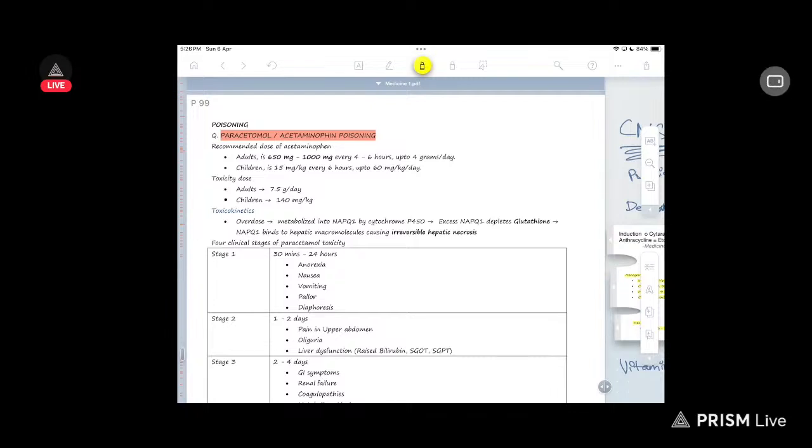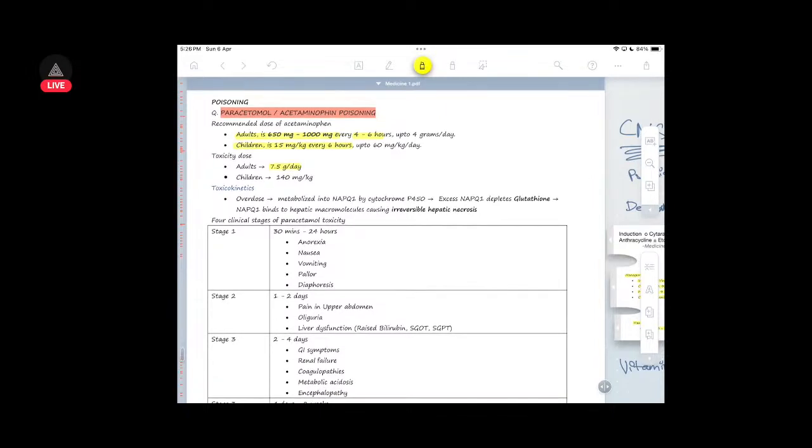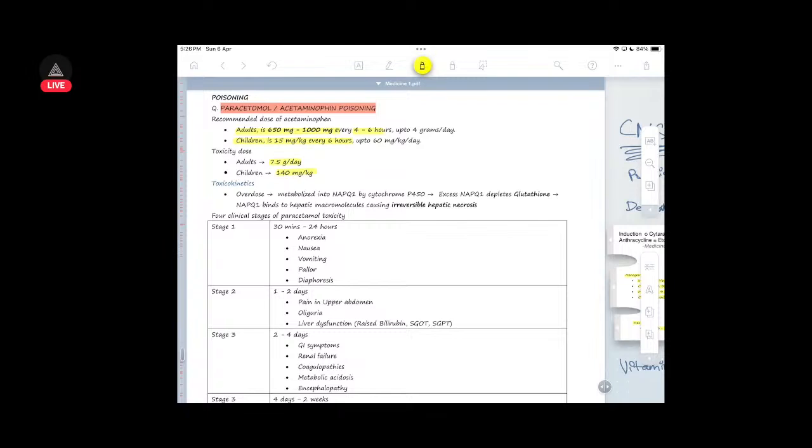Alright, so going on to paracetamol, acetaminophen poisoning, we have the recommended dose. Adults is 650 mg to 1 gram every 4 to 6 hours. Children is 15 mg per kg every 6 hours. So toxicity in adults is 7.5 grams a day. In children it is 40 grams per day. Give me a second.